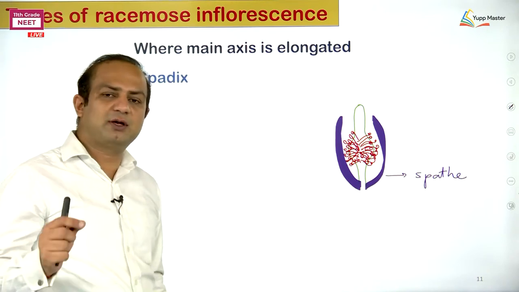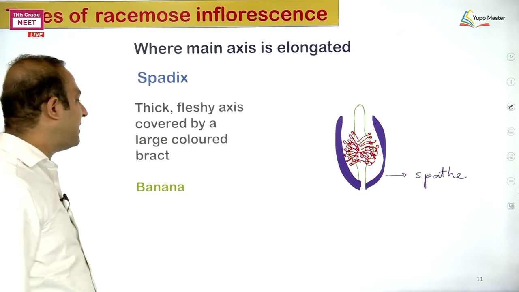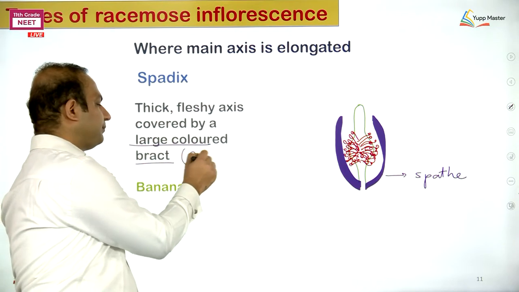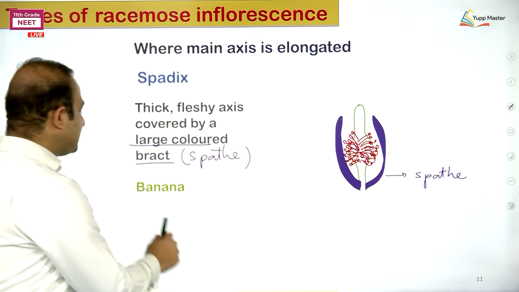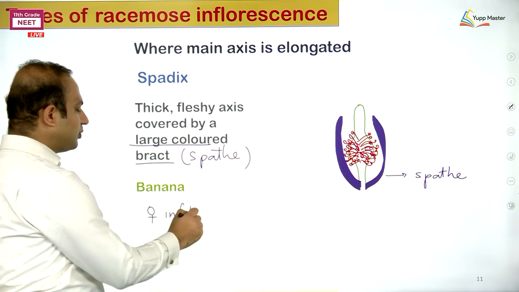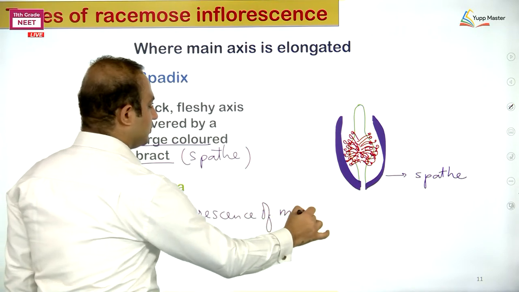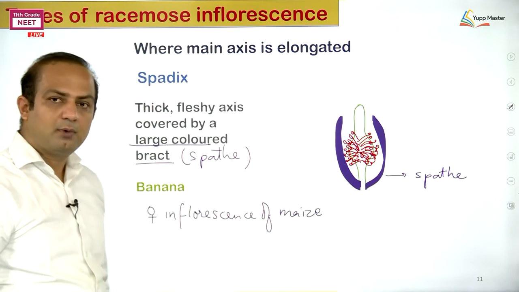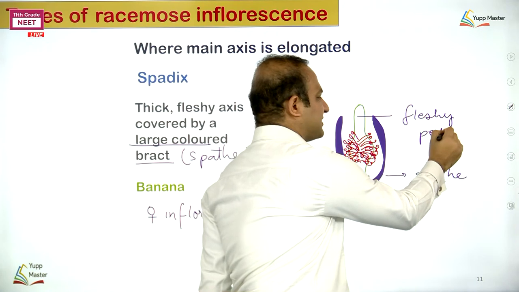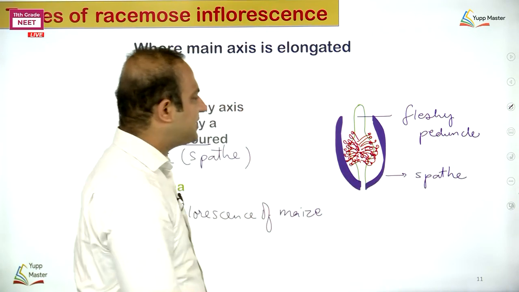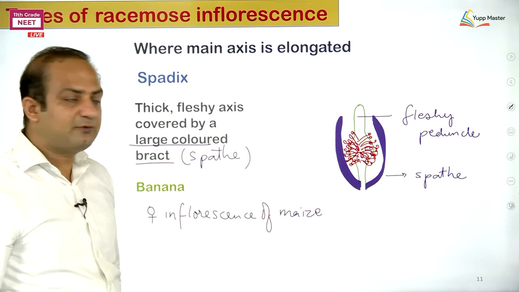Here it is not about the diction, here it is about the fundamentals. So the thick fleshy axis covered by a large colored bract is seen in banana. Not only in banana, you can see it in the female inflorescence of maize also. This is the fleshy floral axis. There are many flowers on it, which in turn are covered by colorful bract.